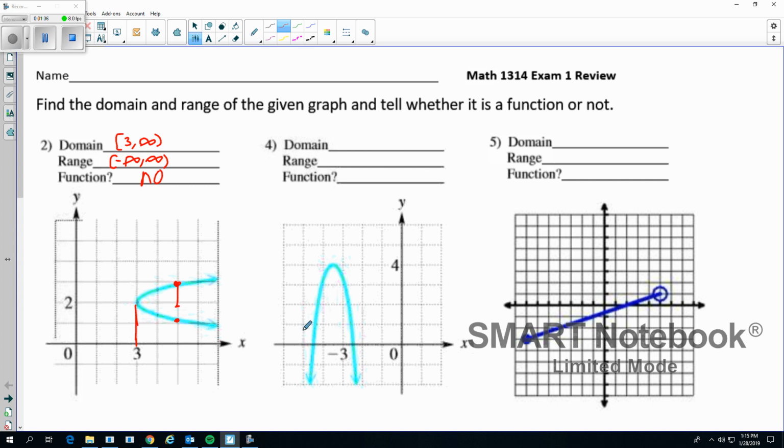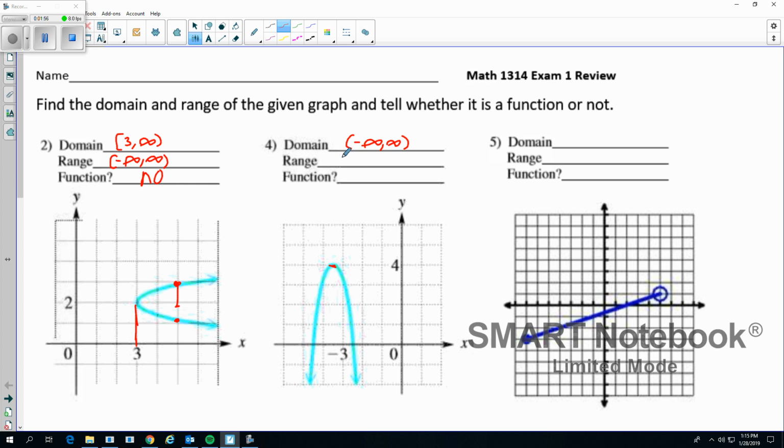Okay, so on the next one here, our domain from left to right, it's going down quickly, but it is going left and right forever. So there are no restrictions from left to right. So this one's going to be from negative to positive infinity. This time the range is restricted. It only peaks at 4 up here. There is no restriction down below. It goes down to negative infinity.